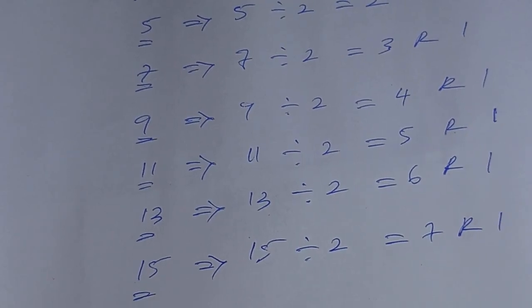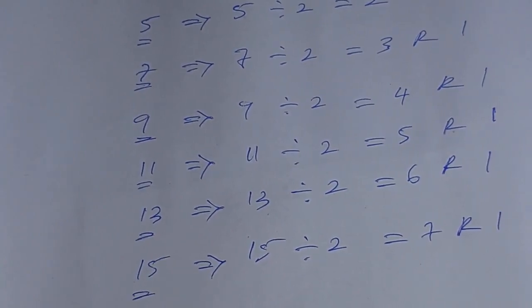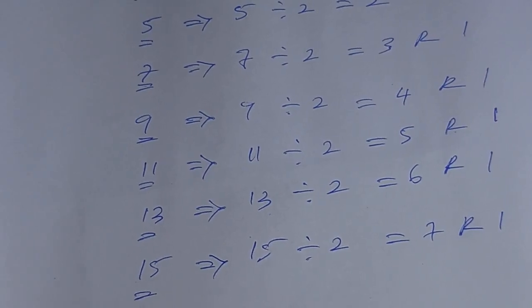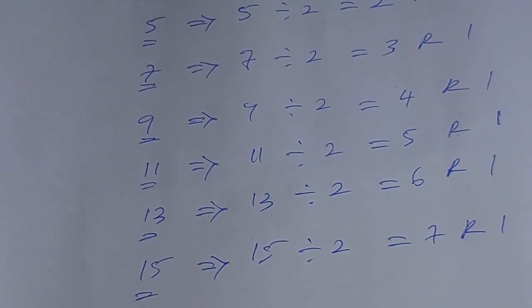So that's it. Any number is called an odd number when, if 2 divides it, it will have a remainder of 1. So far as 1 is the remainder at the end of the day, that number is an odd number. So that's it for odd numbers.